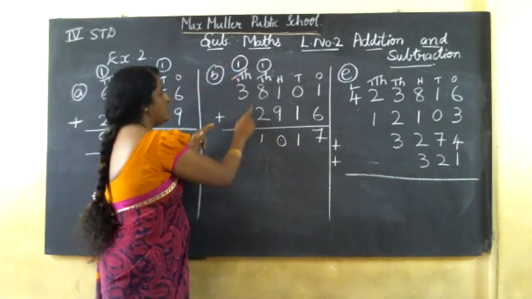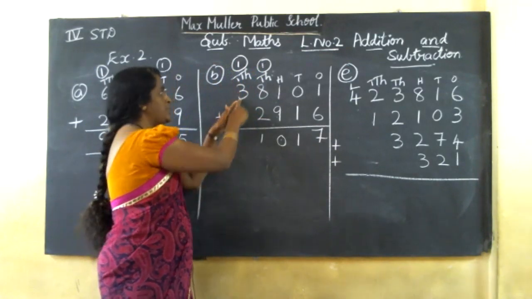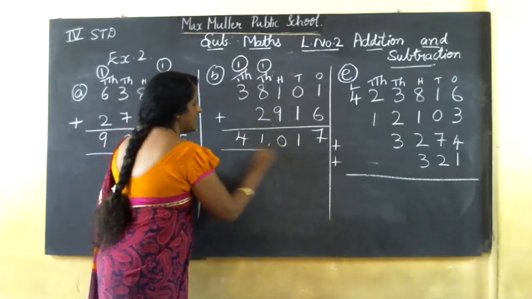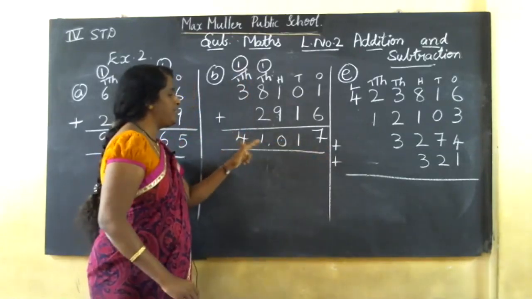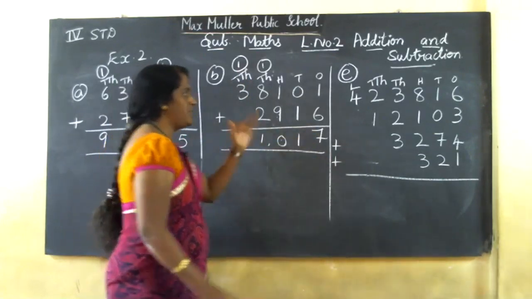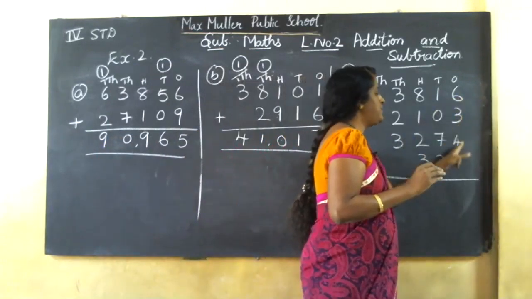So here, no number, only 3. Will you write 3 here? No. What you should do? 3 plus 1, 4. So ones, tens, hundreds, thousand. So 41,000 and 17. So third number, see, E sum 6, 3, 4, 1.